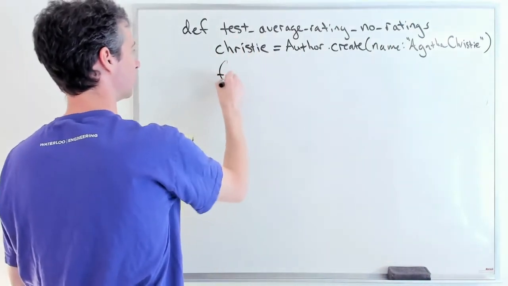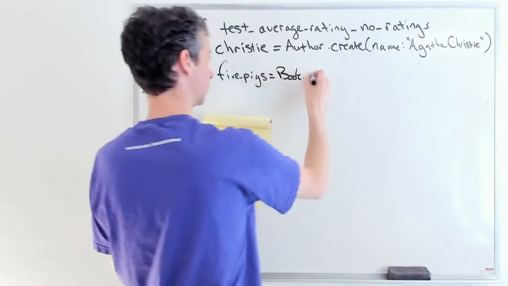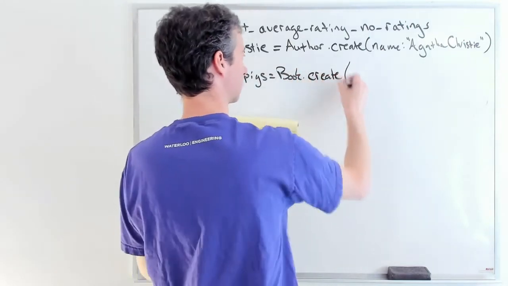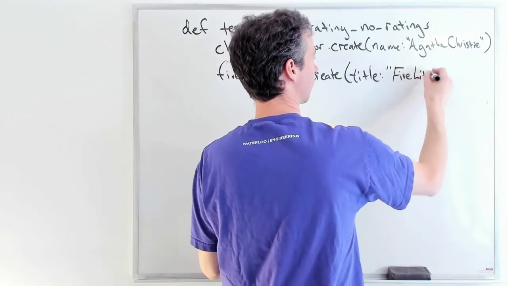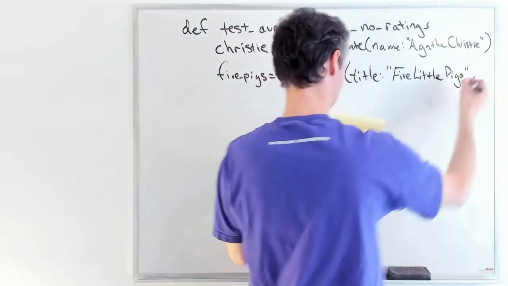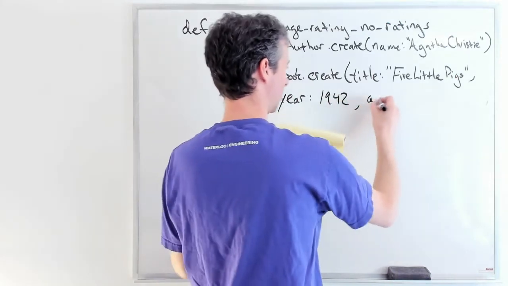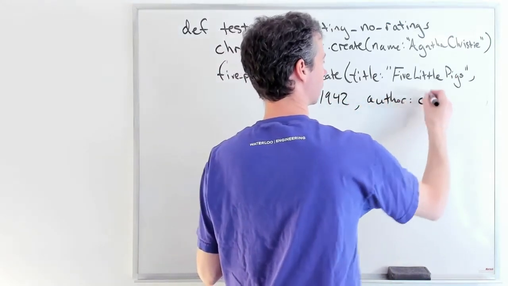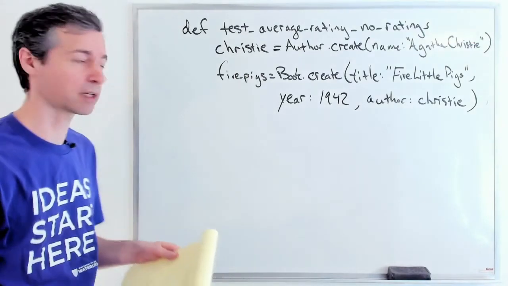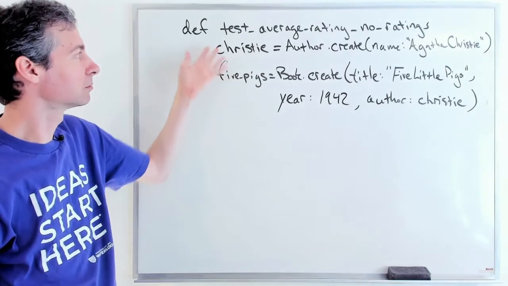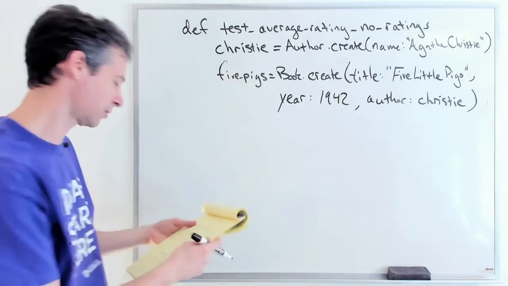And now let's make a book. 5 pigs. Give it a title. Give it a year. And give it its author. Okay, so now we've set up this. Nice thing about this test is I can actually show you all the data. We've got a book. It's made, has no ratings. I don't need to do anything more. That's the whole point. I want a book with no ratings.